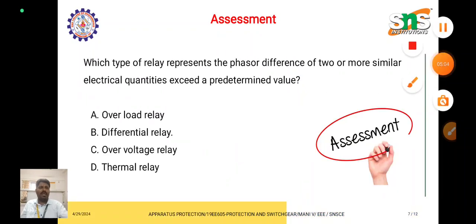And this is the assessment. Which type of relay represents the phasor difference of two or more similar electrical quantities which exceeds a predetermined value: an overload relay, differential relay, overvoltage relay, or thermal relay?